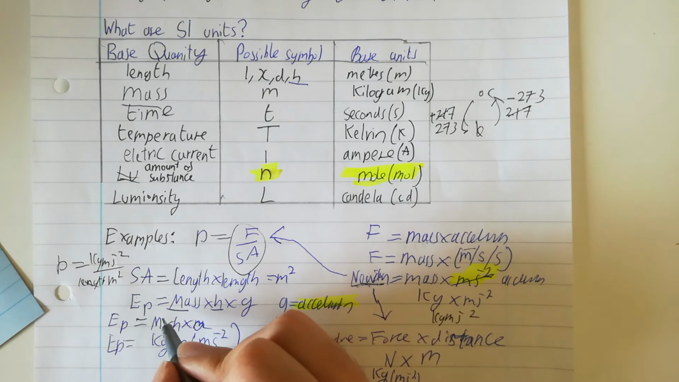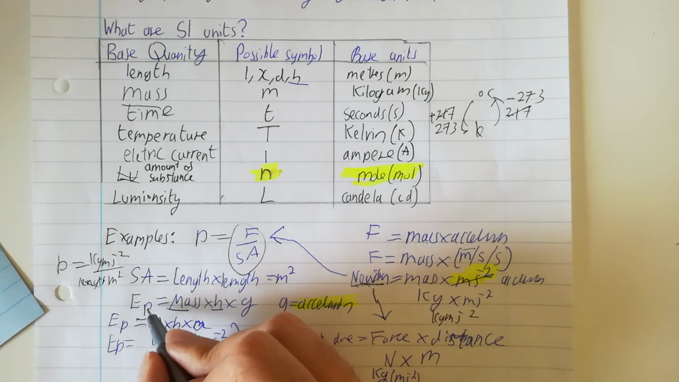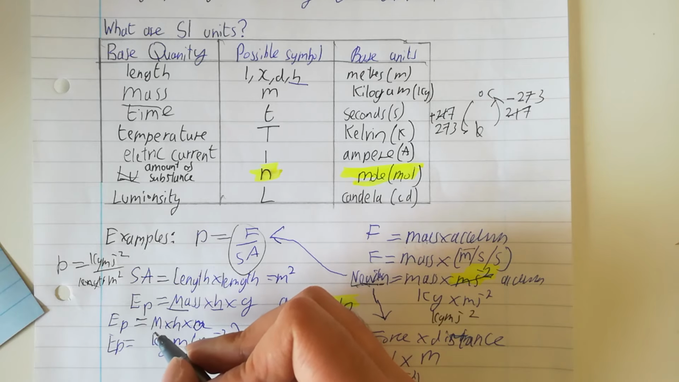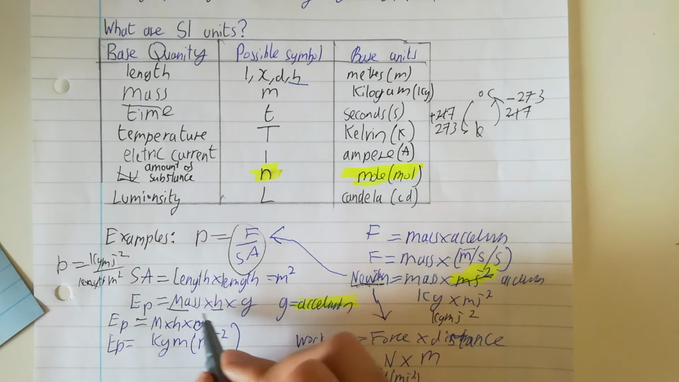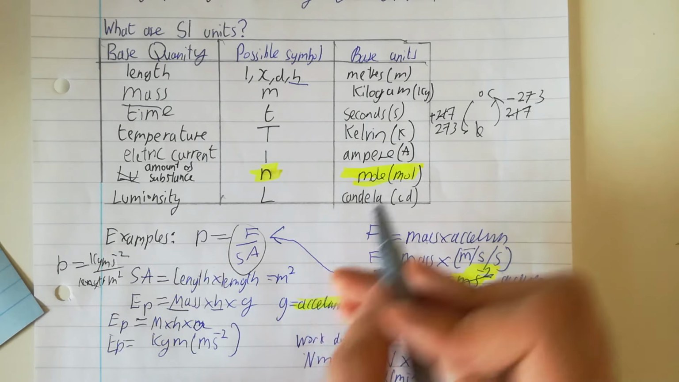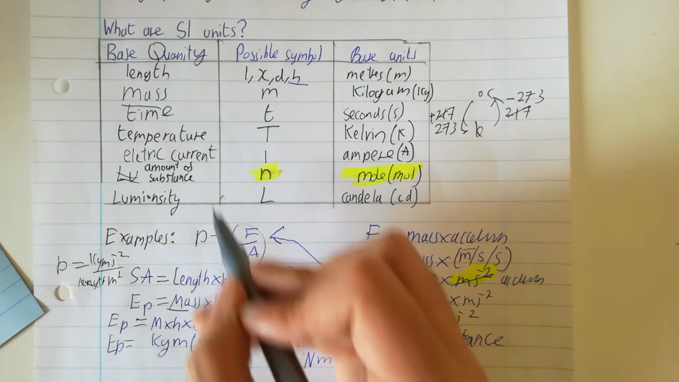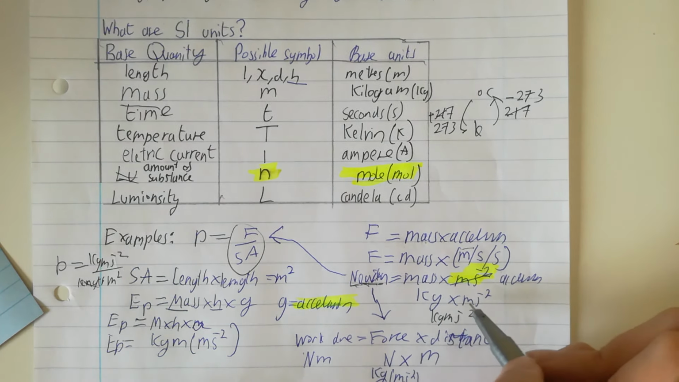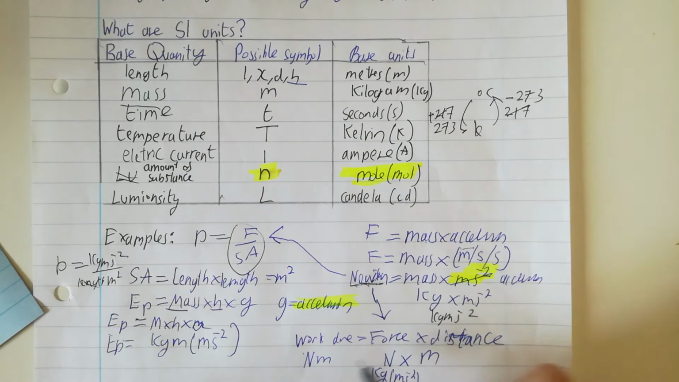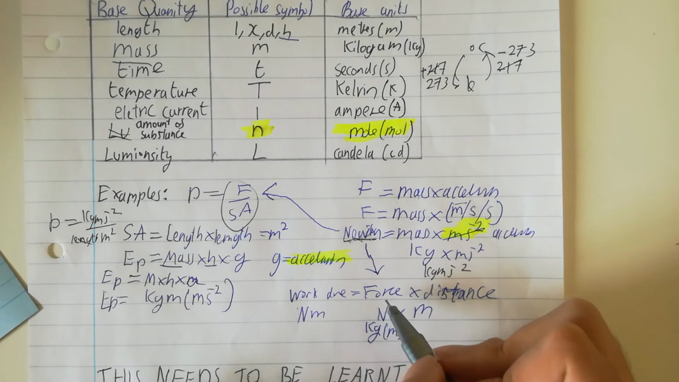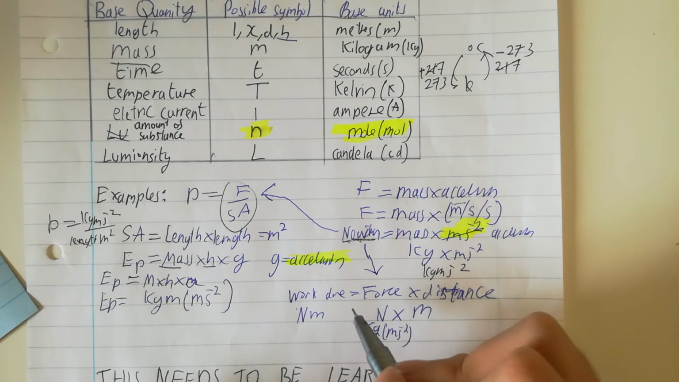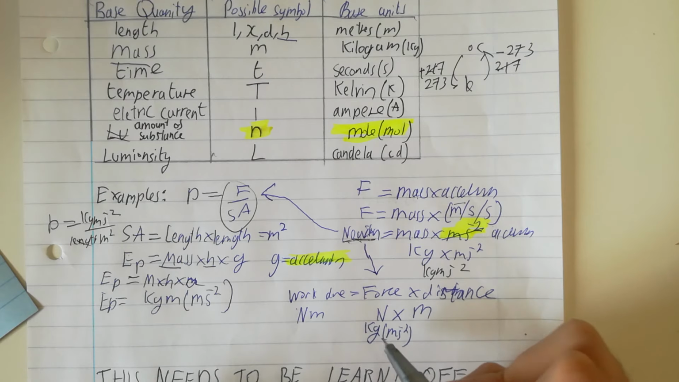We've also got gravitational potential energy. It's mass times height times gravity. Height is length, mass is mass, and gravity is acceleration. I've already calculated acceleration. And last one's work done. Last example. Force times distance. Force is in newtons, distance in meters, so it's newton meters, or kilogram meters squared second to the minus 2.